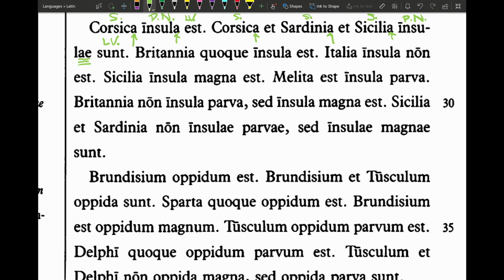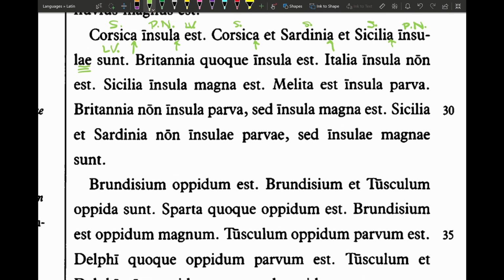Well, actually, no, let's not move down. Let's just keep going. Britannia quoque insula est. All right, so you should know how to diagram this sentence. And you should also be able to translate. This Britannia means Britain. Okay. Italia insula non est. Okay, Italia insula non est. Sicilia insula magna est. All right, so we need to diagram this one.